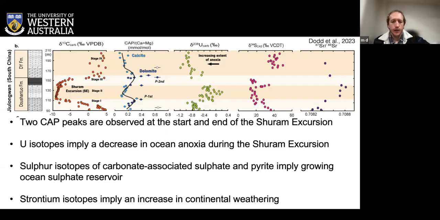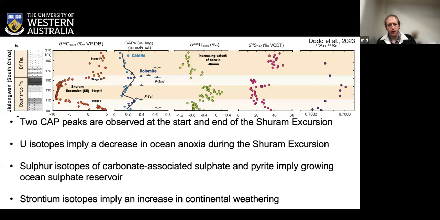And then we have our CAP data in the panel just to the right. What you can see in the CAP data is this sort of M-shaped pattern, where CAP goes up at the start of the excursion, down, up, and down again. We've color coded the different carbonate minerals based on whether they're calcite or dolomite. That's because they do affect the CAP concentration, with dolomite typically incorporating more phosphorus than calcite does.